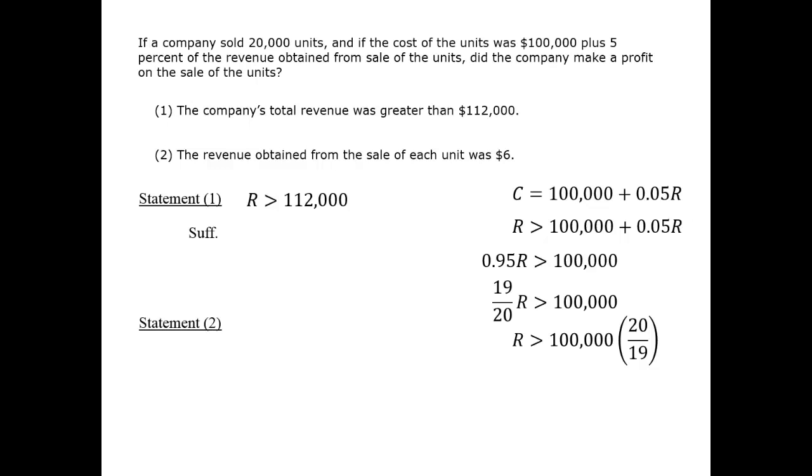Statement 2 gives us the revenue per item. We have 20,000 items, so the revenue is 20,000 times 6, or 120,000. That's even more than 112,000, which we have already decided was a definitive yes, so statement 2 also is sufficient. The correct answer is D.